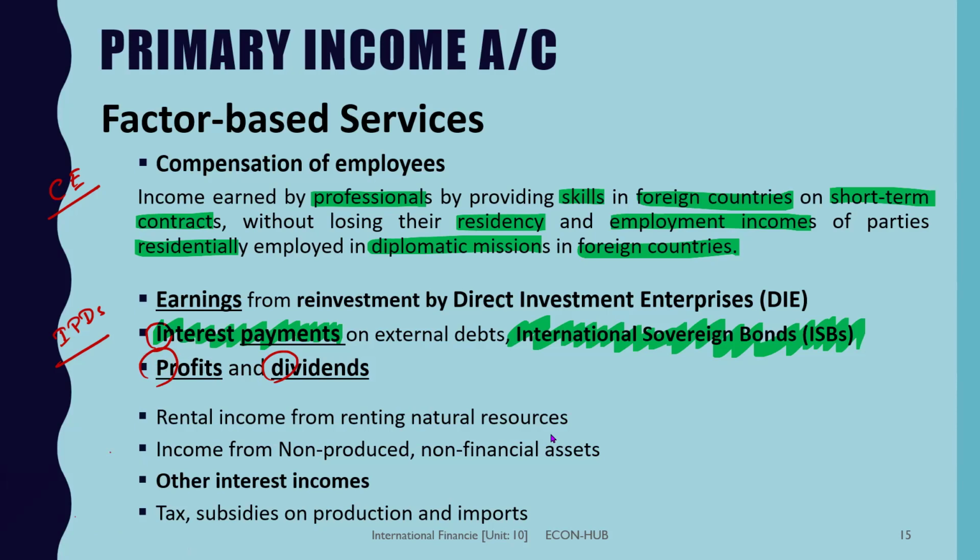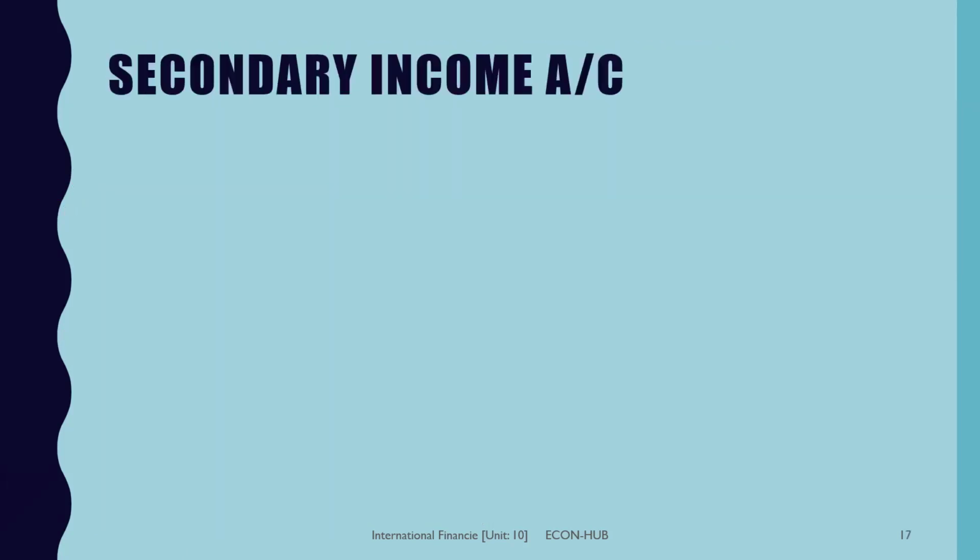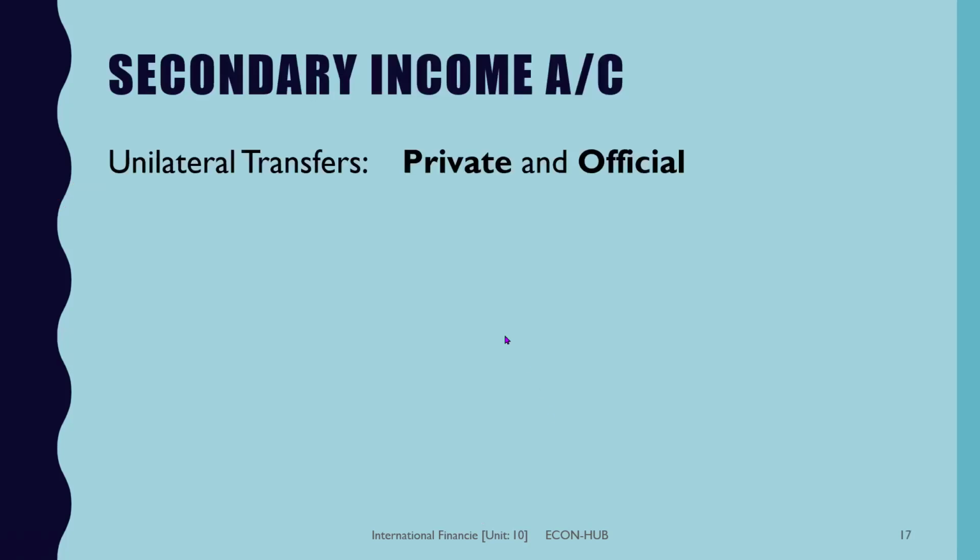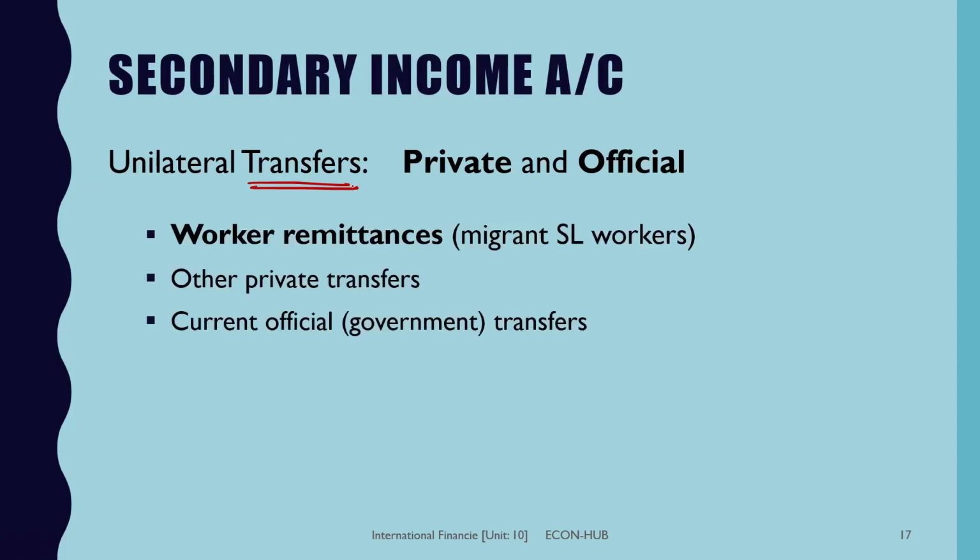Right. Then secondary income. What do we have in the secondary income account? First of all, secondary income is unilateral transfers, one-sided things. They are not transactions. Okay? Private and official. The biggest item is migrant worker remittances.